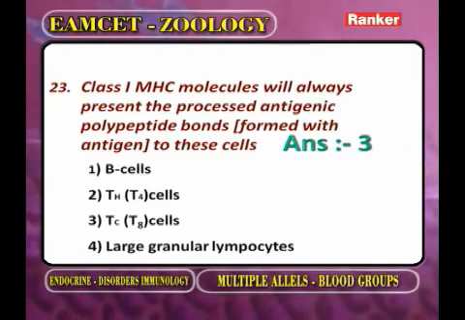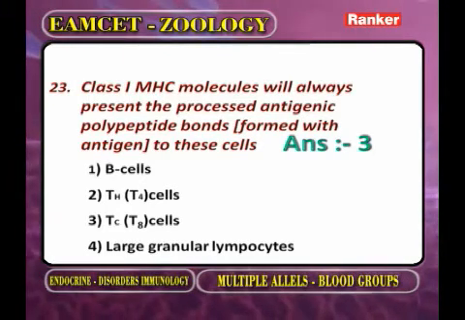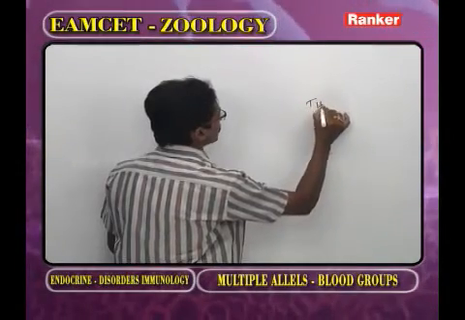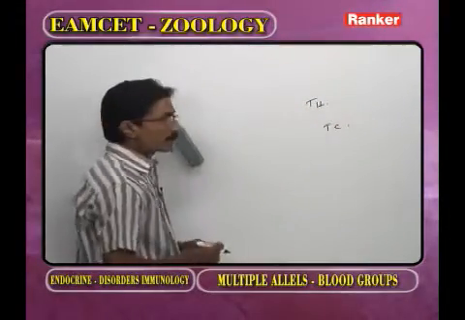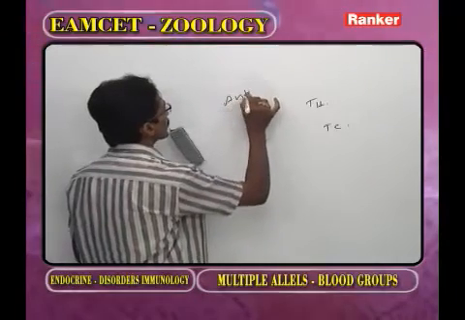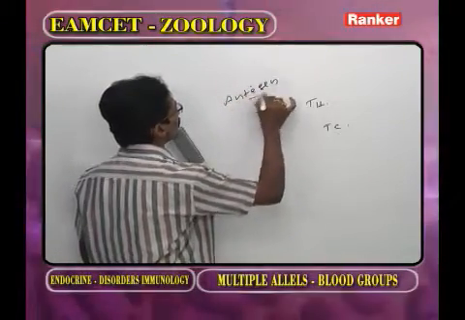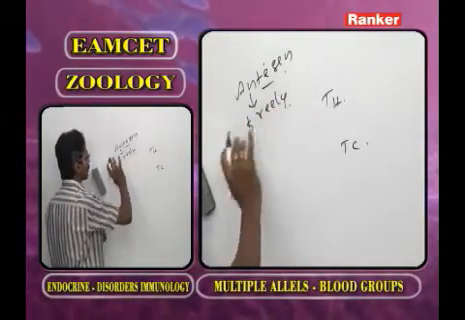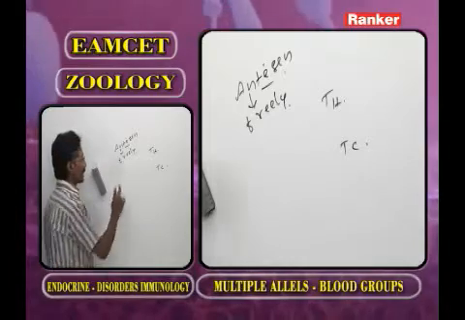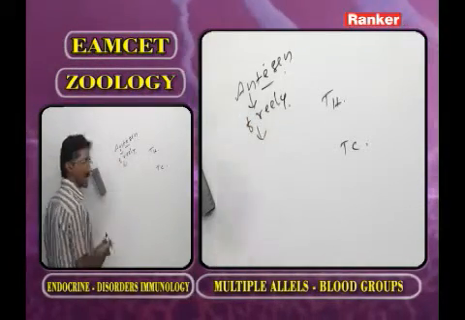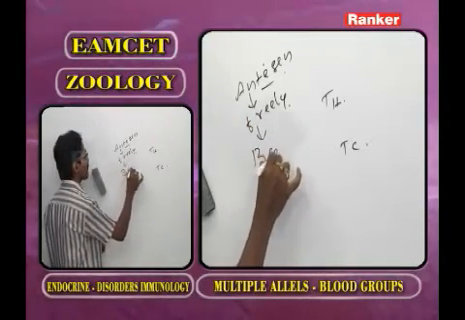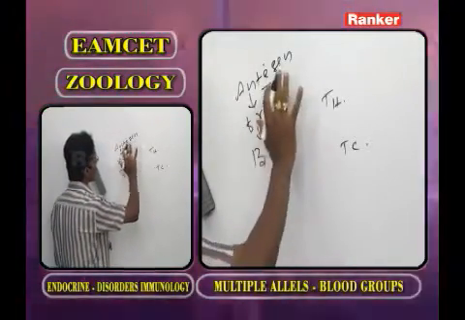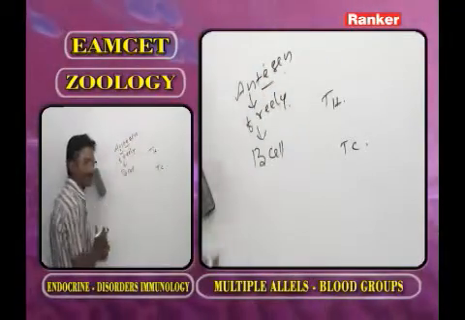Class 1 MHC molecules. Now here, as we observe the TH cell and TC cell, one antigen enters into the body. The antigen freely moves in the blood plasma. The freely moving antigen is recognized by the B cell. The T cells do not recognize freely moving antigens.